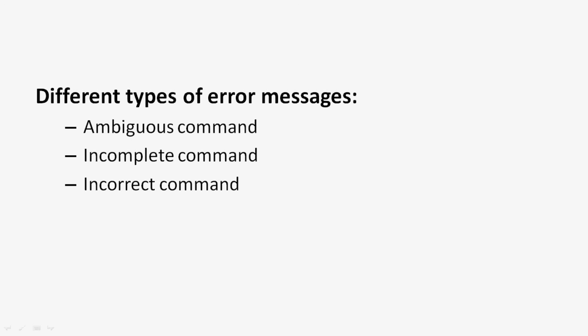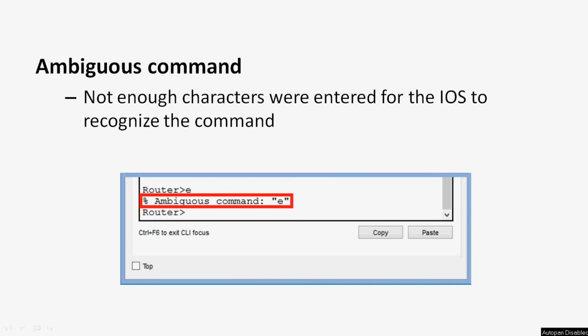Yes, we will see these different types of error messages using our Cisco Packet Tracer so that it will be more clear. Coming to the first error, that is ambiguous command. Not enough characters were entered for the IOS to recognize the command. Here we can see the example of what we gave. From user exec mode we gave E and then we pressed enter, so we can see it threw an error: ambiguous command E, because there is more than one command starting with the letter E.